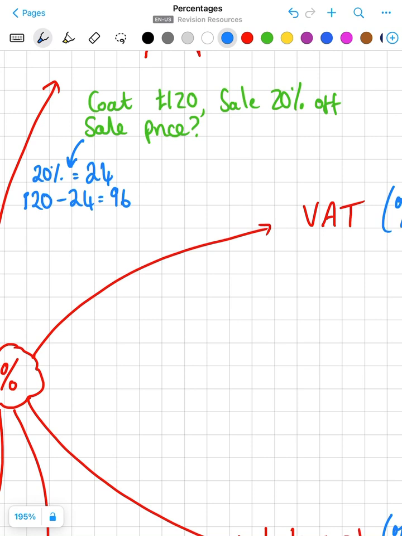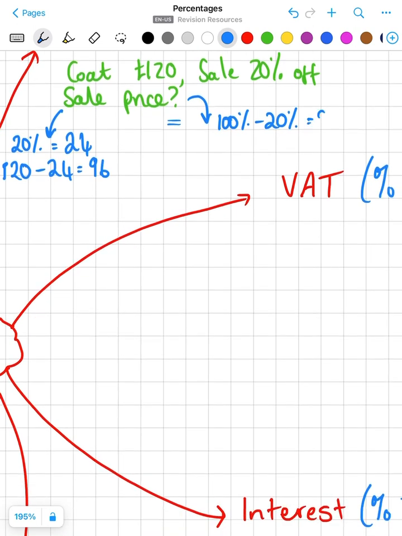Another method to do this is our original price of £120 is the 100%. And we're getting a 20% discount. That means the sale price is 80% of the original value. Remember, 80% is 0.8, so that's 120 times 0.8, which is the same as 12 times 8, which is 96. So either method, you end up with the same result.